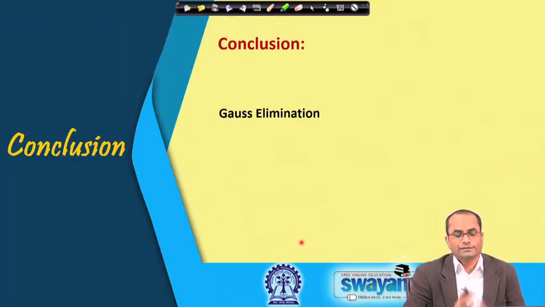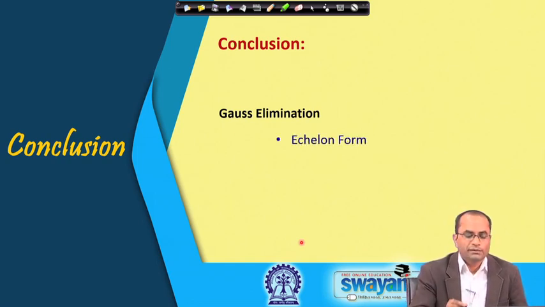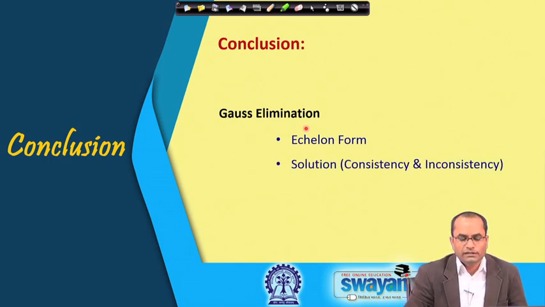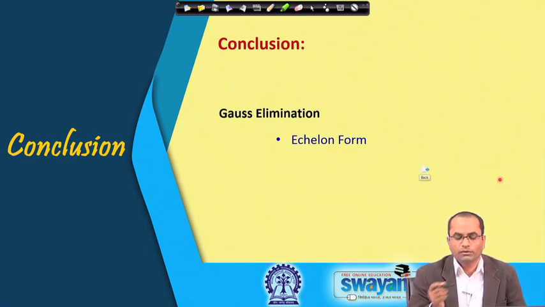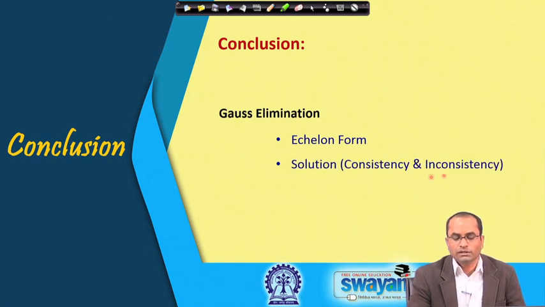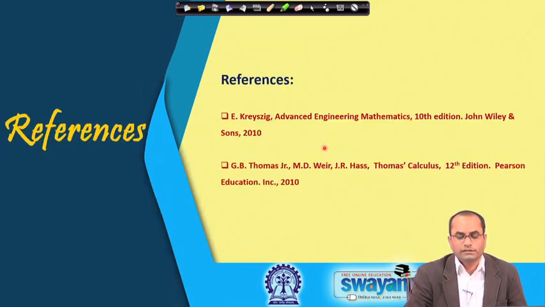So, what we have seen is a very basic introduction to this elimination technique, and in particular very important is this echelon form, which we have seen at least for this 3 by 3 system. Based on this echelon form we can talk about the solution, about the consistency or inconsistency of the solution. All these cases of unique solution and infinitely many solutions can be discussed with the help of this echelon form.